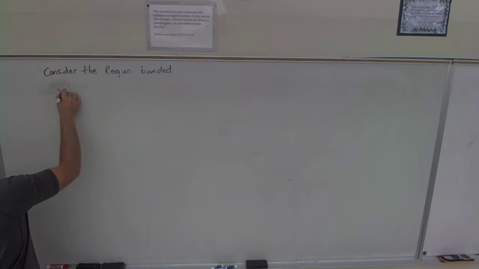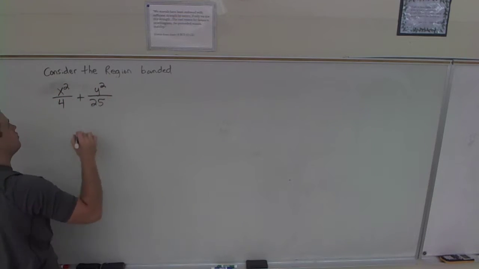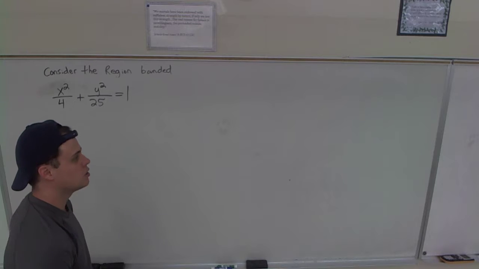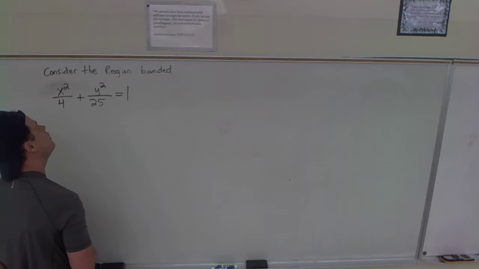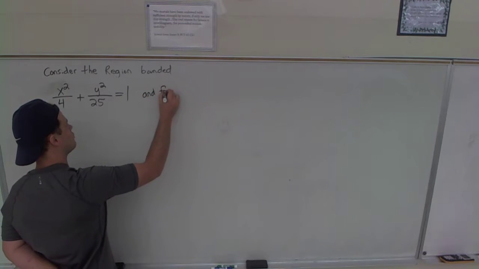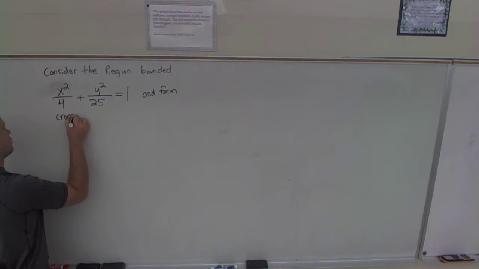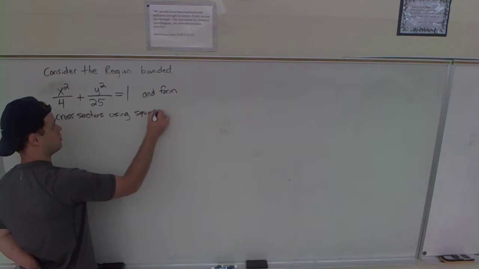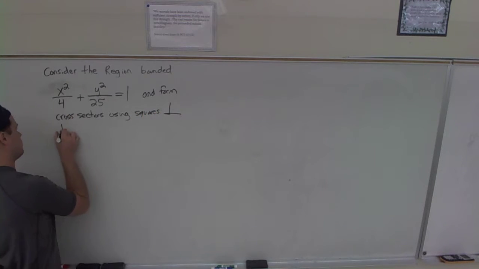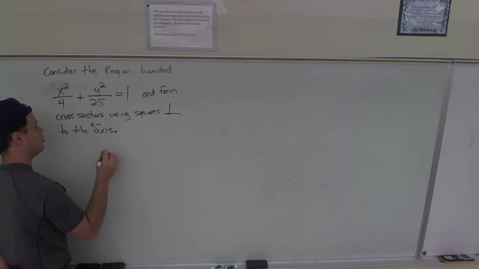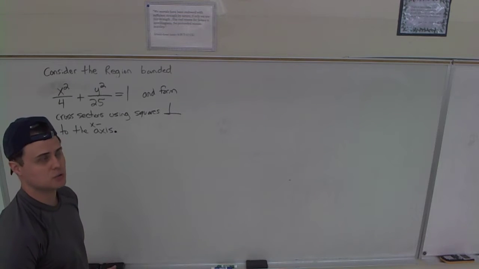Let's use an ellipse. So let's say x squared over 4 plus y squared over 25 equals 1. There's an elliptical base region centered at the origin, so nothing too complex yet. We'll do more complex problems soon. But we're going to consider that region, and let's form cross sections using squares perpendicular to the x-axis. And let's just do the entire base region, okay?